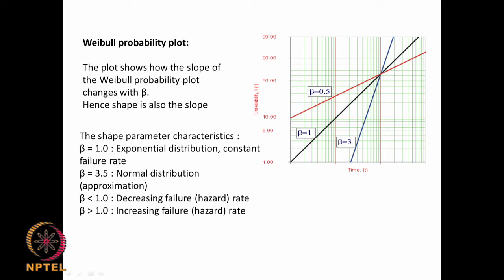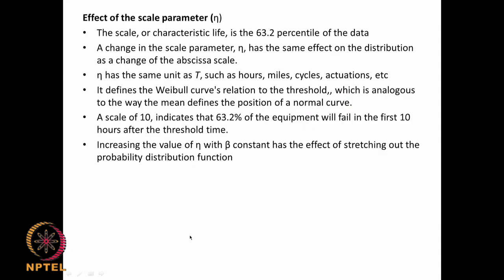okay, or decreasing hazard rate. So, as time goes up the failure rate goes down. Beta greater than 1, increasing failure rate. Some of these, for example electronic components, as time goes up the percentage of failure will also go up. So, beta greater than 1. So, beta equal to 1 we will say it is an exponential distribution, okay. Beta about 3.5 is a normal distribution, beta greater than 1 increasing failure rate, beta less than 1 decreasing failure rate. Okay. So, let us look at the scale parameter eta.